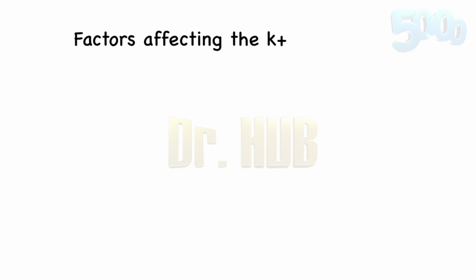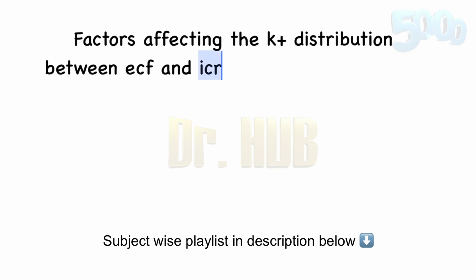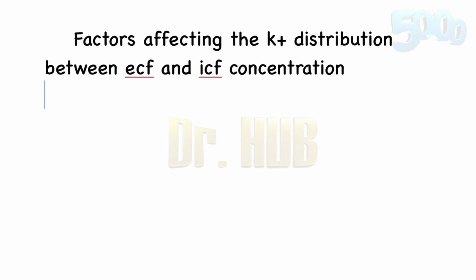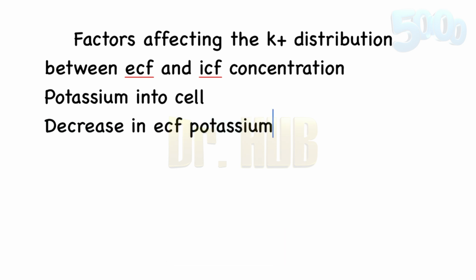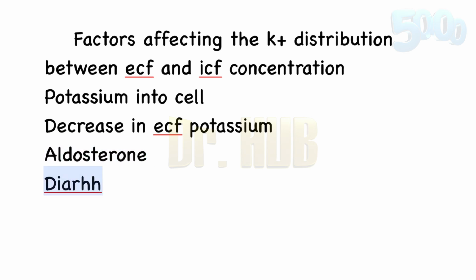Now let's look into the factors affecting the potassium distribution, and this is between the ECF and the ICF concentration. So to begin with, the shift of potassium into the cell. Potassium into cell, what happens is there is decrease in the ECF potassium. So the examples here include insulin, aldosterone, metabolic alkalosis, as well as diarrhea.